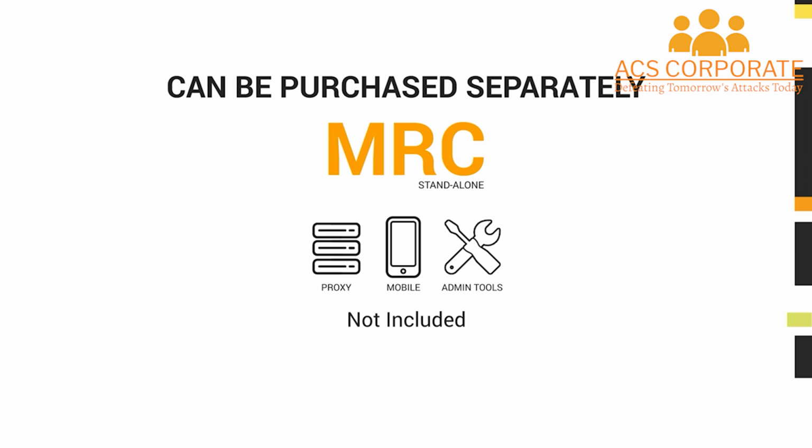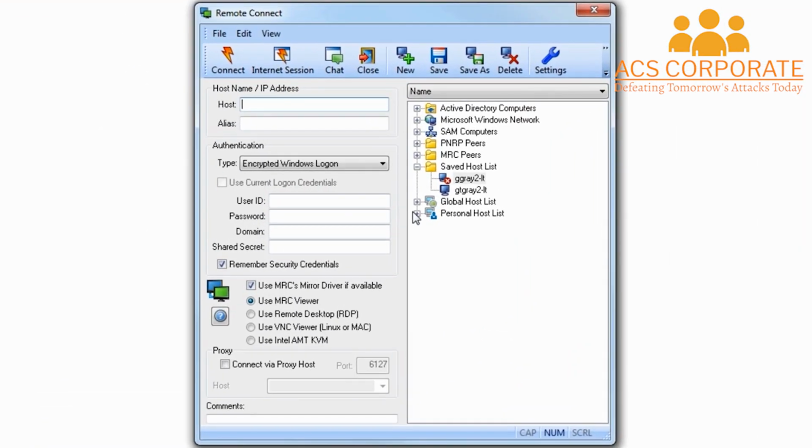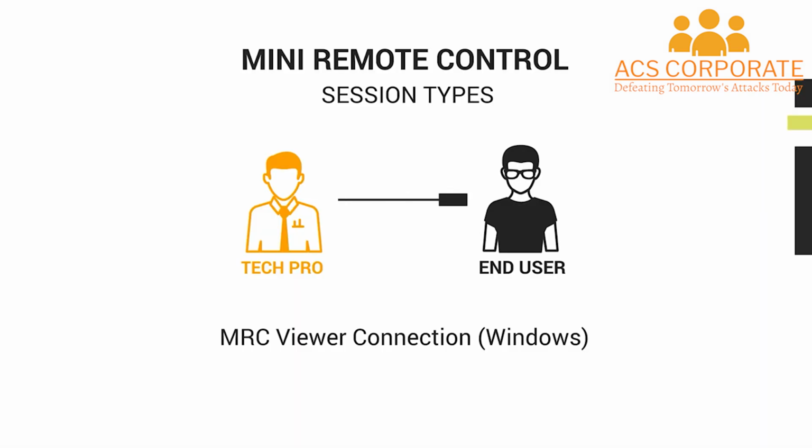The MRC console is easily launched right from DRS, and from there we can begin making remote control connections to computers inside or outside the firewall depending on your deployment. From the MRC console, 5 types of remote control sessions can be initiated. The first connection type is the MRC Viewer connection to Windows computers.